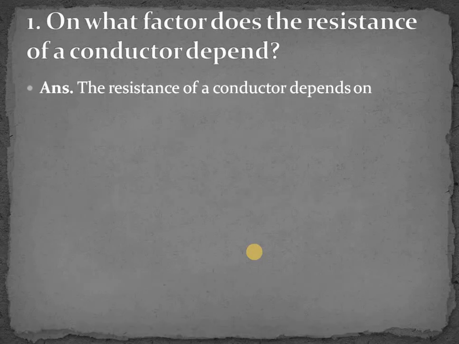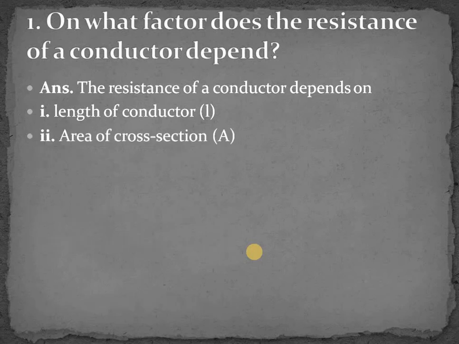So the first factor is the length of a conductor. So R is directly proportional to the length. If you increase L, that is length of the conductor, there will be increase in resistance. If you decrease length, there will be decrease in resistance. So they are directly proportional to each other.